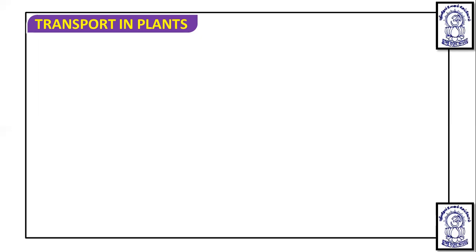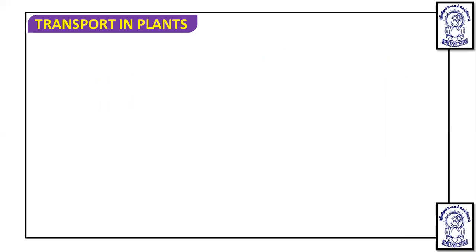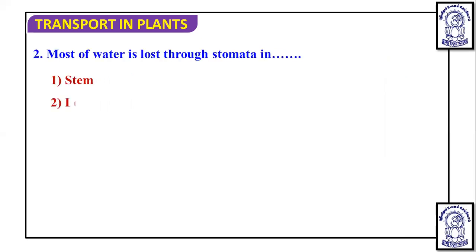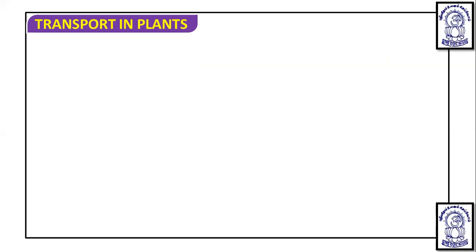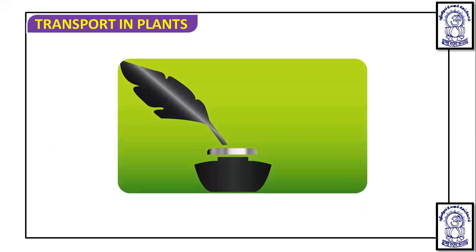So that is about the root pressure theory and the transpiration pull theory, which ultimately help the water movement up in the plant. The water reaching the leaves is used for photosynthesis, which is obviously less than 1%. Most of the water is lost through the stomata in the leaf. The water loss from the plant in the form of vapor is known as transpiration. So that is all about the water movement up in a plant.